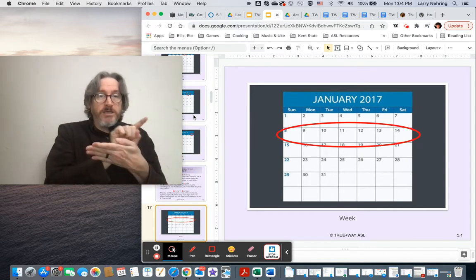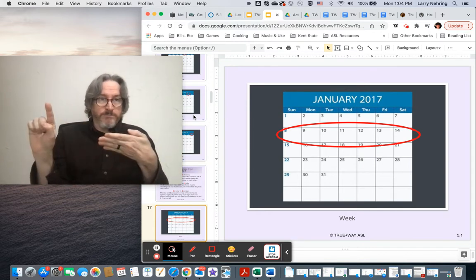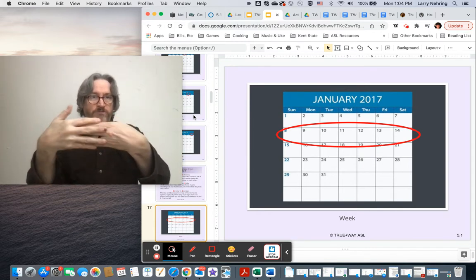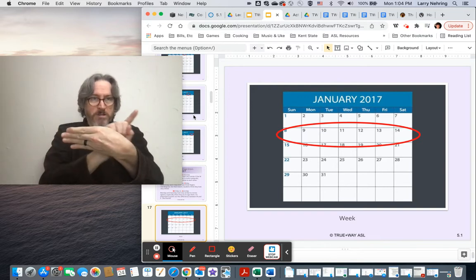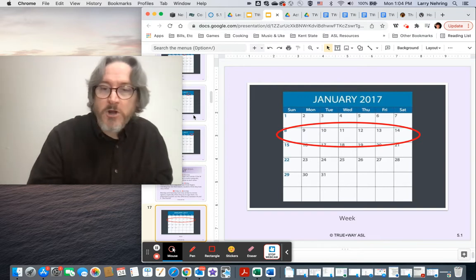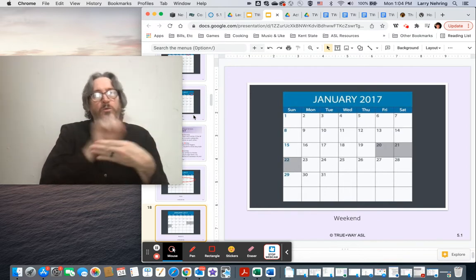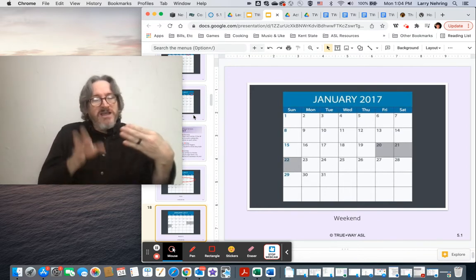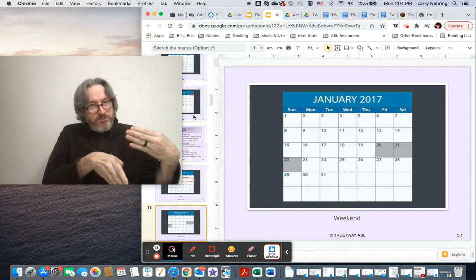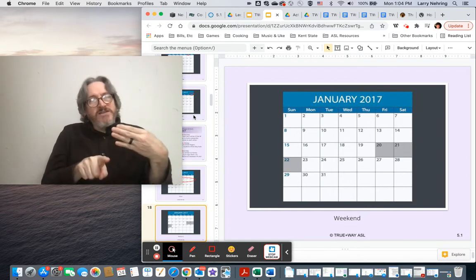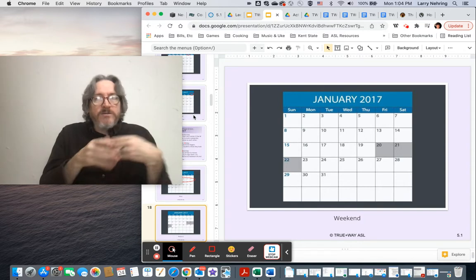All right, so week. So here's the calendar. Here are the 4 weeks, right? One of them, right? And weekend. Or weekend. This is the sign for end, right? There's the end. So you'll see different variations. Weekend.